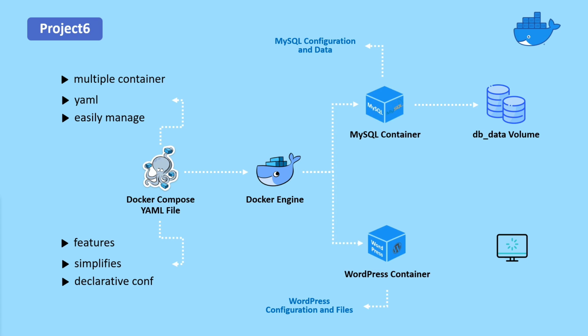The last but not the least is port mapping. This maps port 8000 on the host to port 80 on the WordPress container, and this also allows the WordPress site to be accessed from the web browser and host machine.